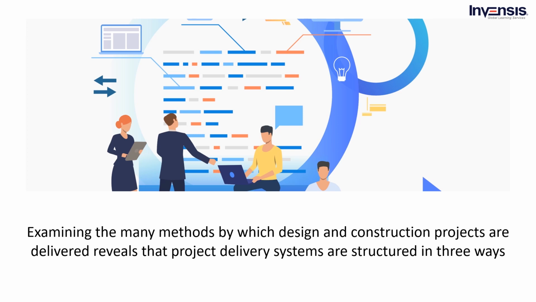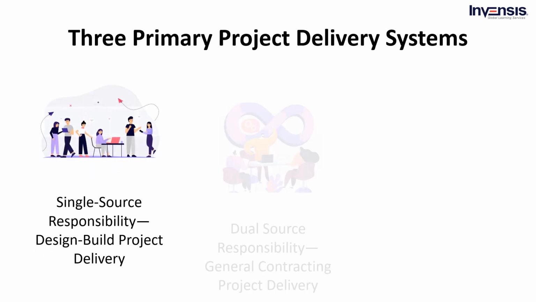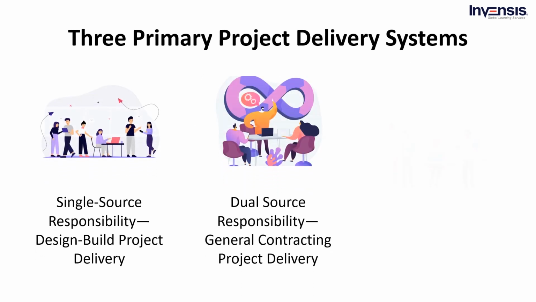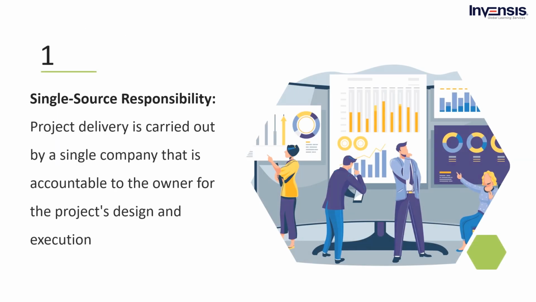Examining the many methods by which design and construction projects are delivered reveals that project delivery systems are structured in 3 ways. These systems are single source responsibility, dual source responsibility, and triple source responsibility. These 3 fundamental systems or structures may generate all project delivery systems. However, the project team's imagination limits the number of subsystems accessible for each core system. Let's now look at the structure and general sequence of actions for each primary delivery system.